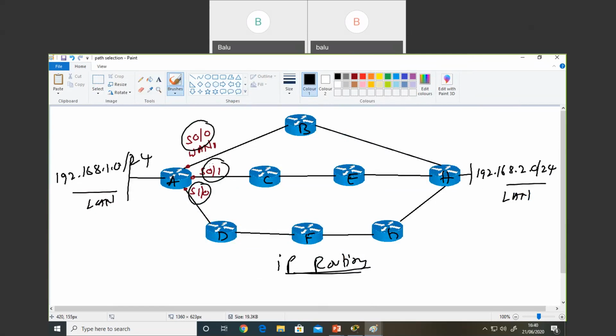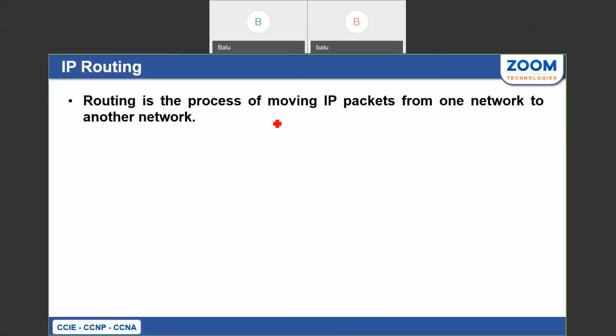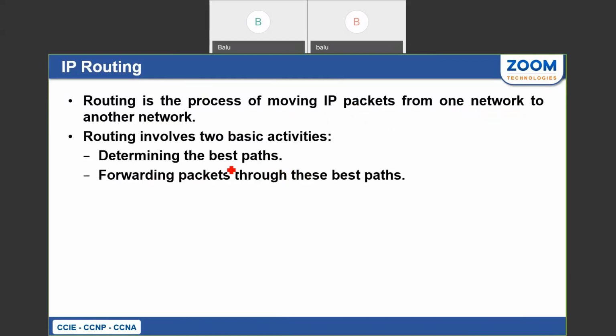IP routing is the process of moving traffic from one network to another network. It involves two basic activities. The first one is finding the shortest route. After finding the shortest route, forwarding traffic through the best route. Routing is the process of moving IP packets from one LAN to another LAN, or one network to another network, defining best paths and forwarding packets through this best path. These are the two basic activities.